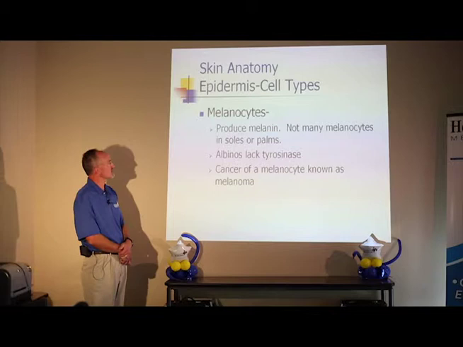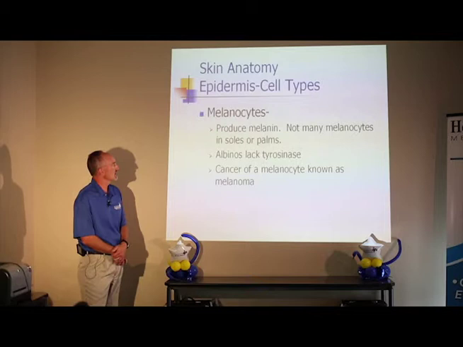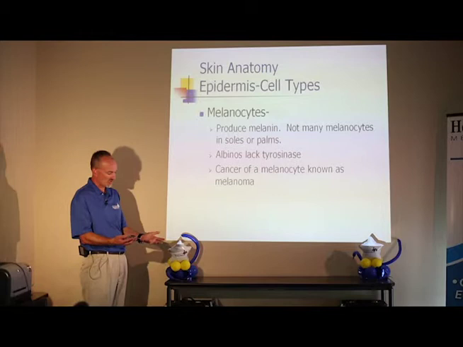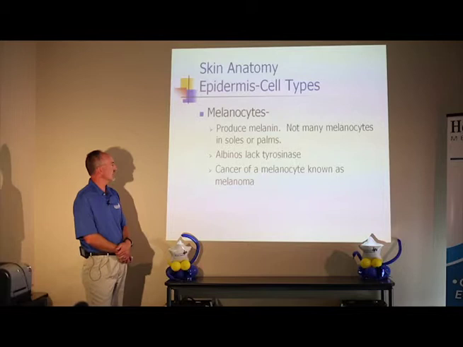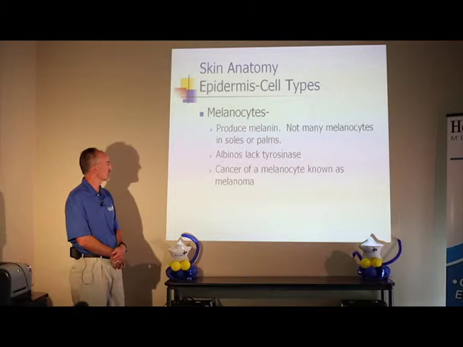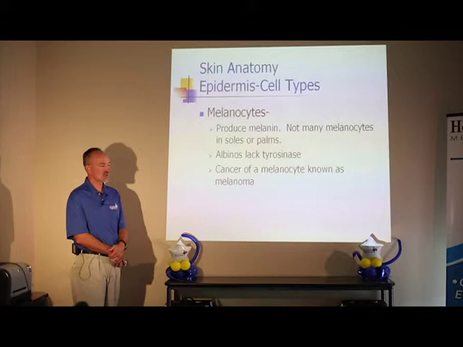Different types of skin cells: your melanocytes produce melanin, and there aren't many melanocytes in your soles or your palms. That's why you don't get sunburned or suntanned on your palms or the soles of your feet. Albinos lack an enzyme that helps with this melanin, and they're not able to produce any type of skin tone. Cancer of the melanocytes, as you well know, is known as a melanoma.